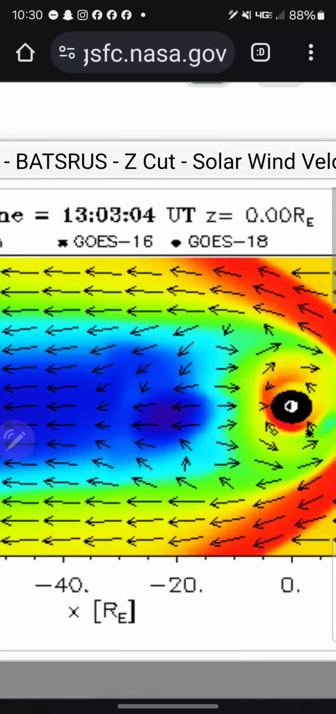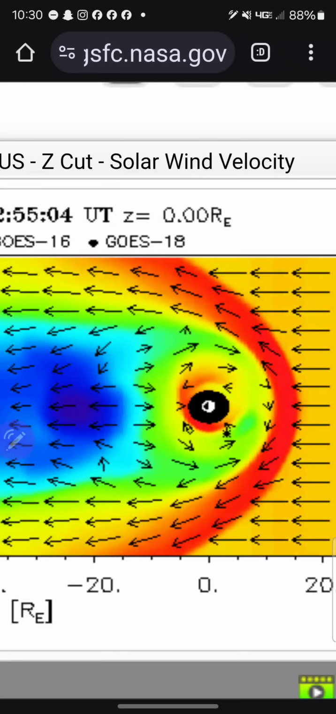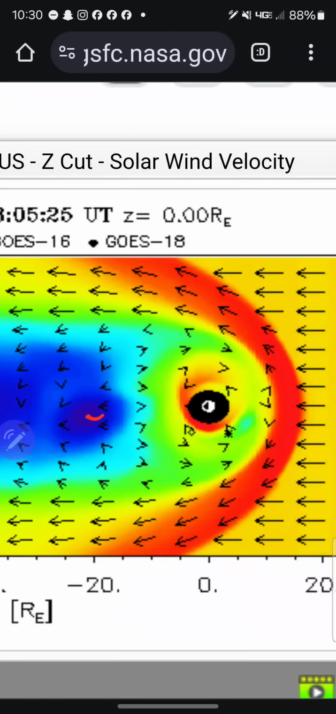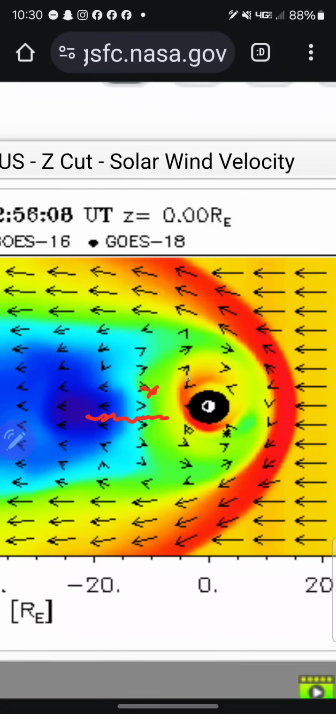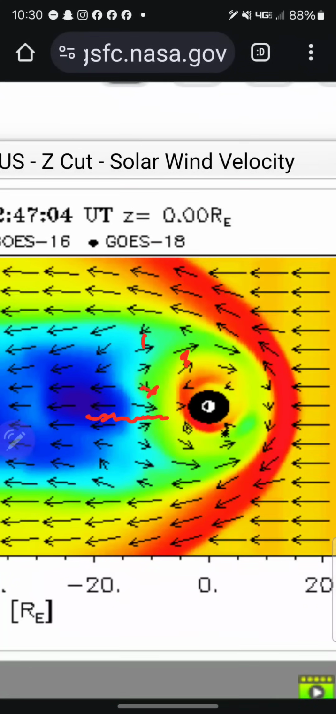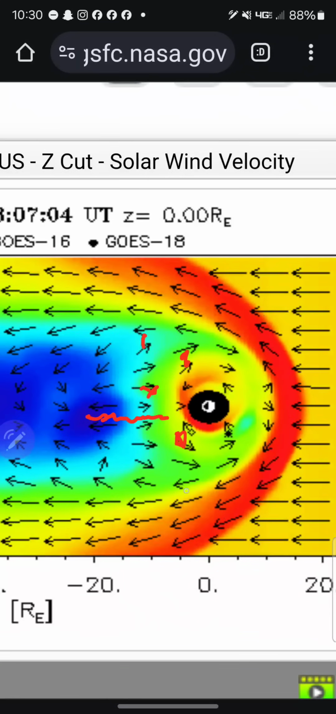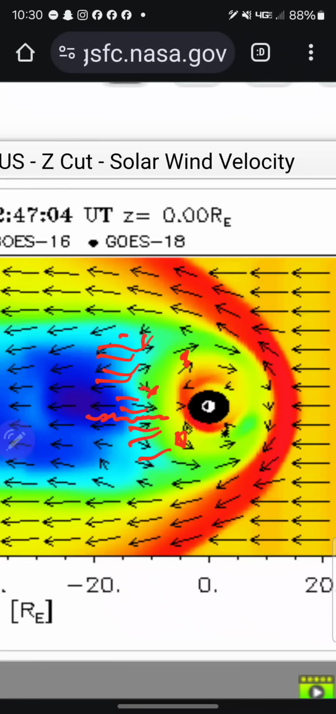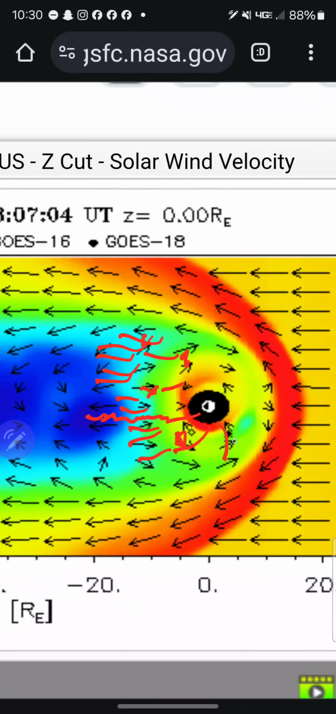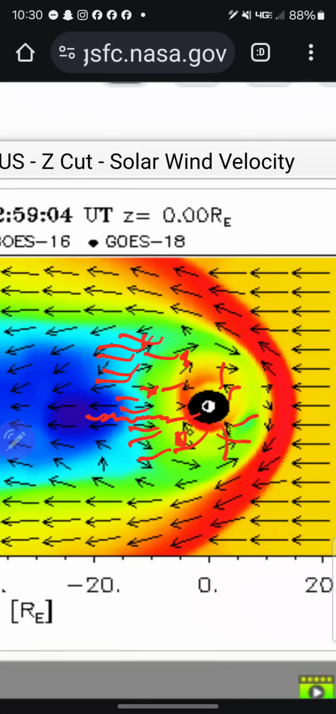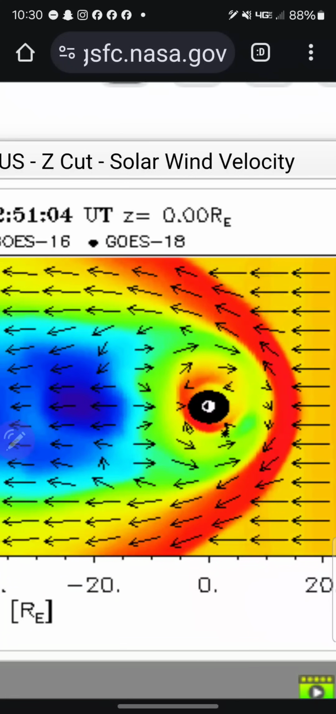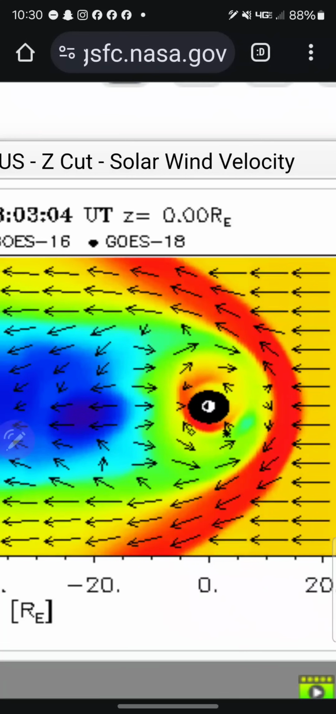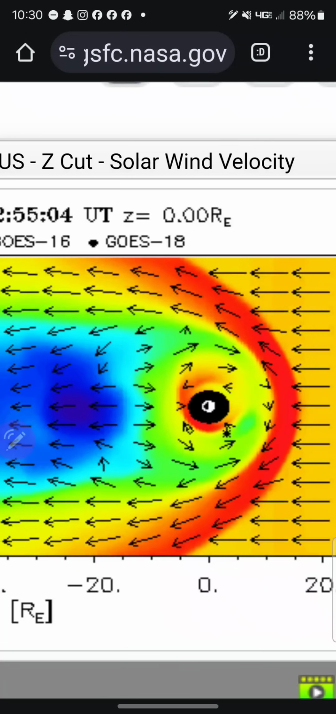Out into space. However, when you look at the back side of the planet, you look at these arrows right here. Look at this one. Look at these arrows. These arrows are reversing back into the planet. They are going back into the planet. Look at them. They're all going back into the planet. And these arrows represent charged particles, solar wind, back into the planet. This is what this is doing.